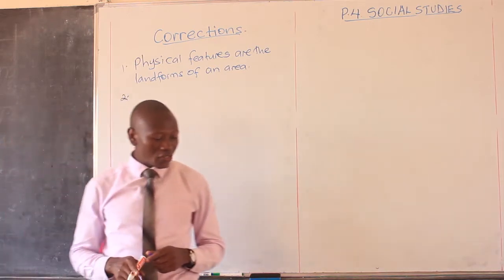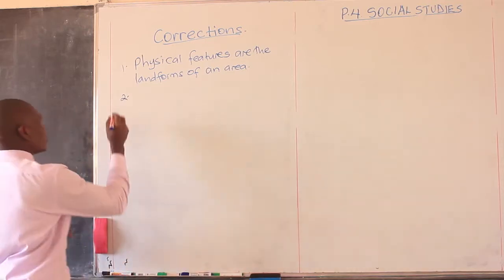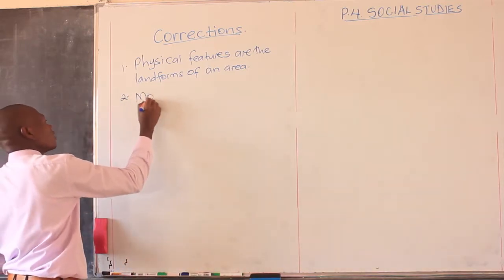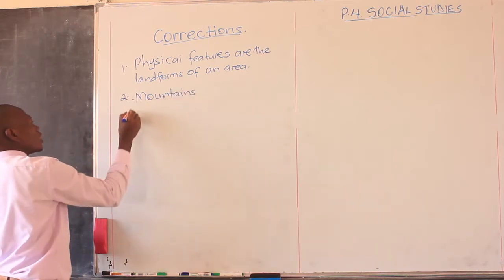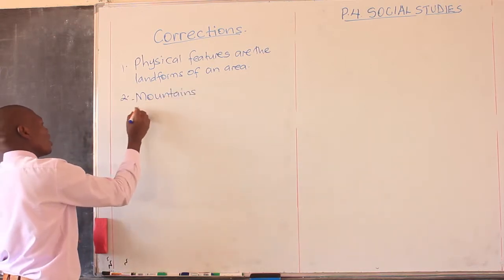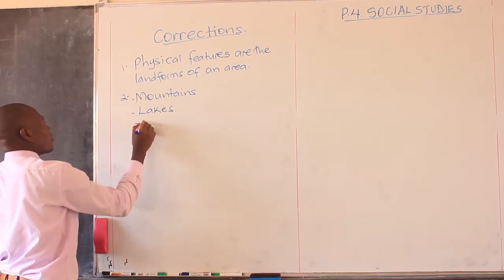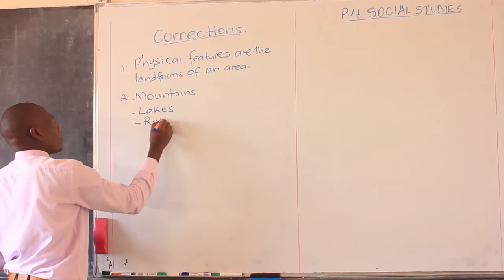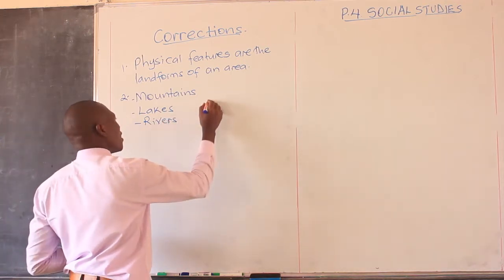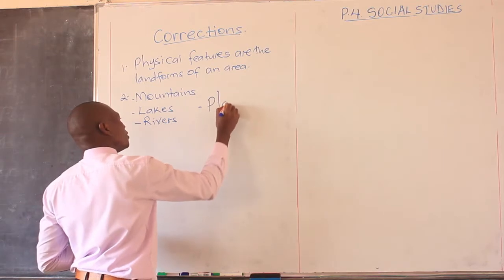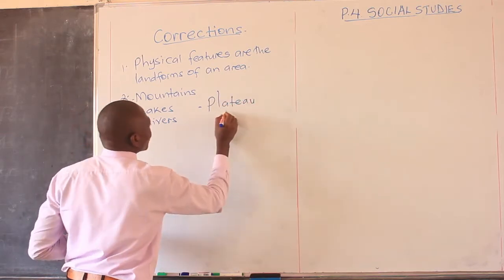Number two was asking you to write down three examples of physical features. Simple, we have mountains, just look in the environment and mention them. We have lakes, we have rivers. But the one which covers the largest part is called the plateau. Write the word plateau.